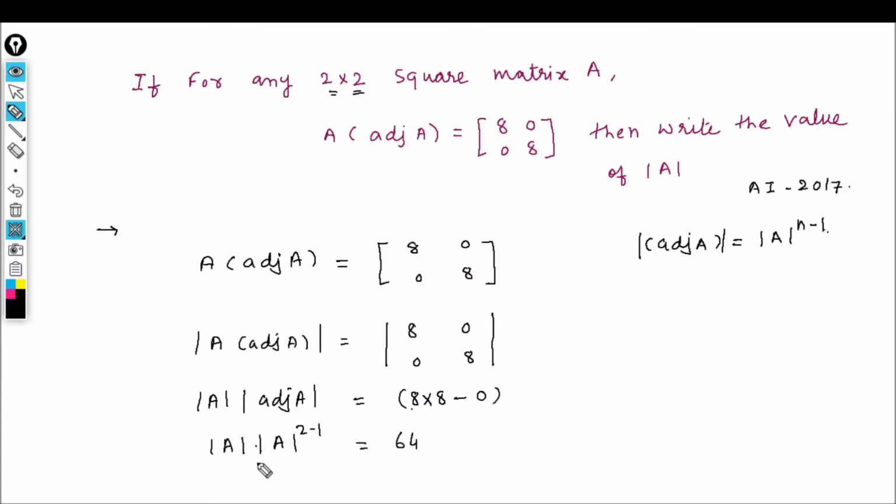So determinant of A into determinant of A, 2 minus 1 means 1. So that is determinant of A squared is equal to 64. So this implies determinant of A is equal to plus or minus 8.